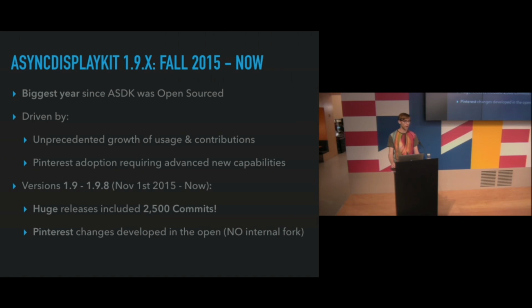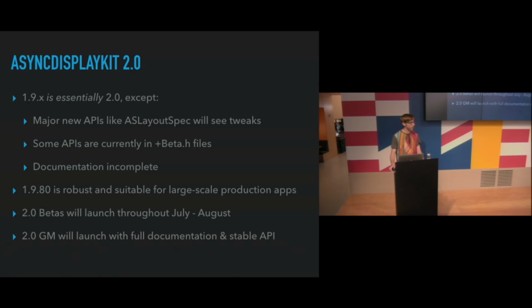And it's also been driven by a few core problems in the Pinterest app that are difficult to solve and required us to change the framework and add new capabilities. So the demo will go through a few of those areas directly. Since we launched version 1.9 last November, there have been 2,500 commits, and the development process for Pinterest and working with the rest of the community has been consistently in the open, so everything we do is out and mastered. So how about AsyncDisplayKit 2.0?